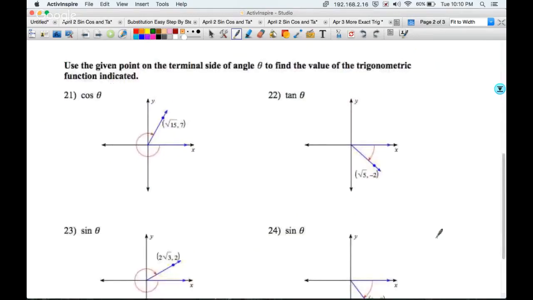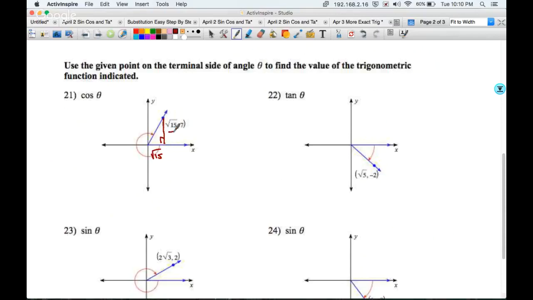Use the given point on the terminal side of angle theta to find the value of the trig function indicated. What we're going to do is use that point as the point on our terminal side that we construct our right triangle around. On the previous problems, we picked an arbitrary point. Now it's not arbitrary, it's given to us. That gives us 2 lengths of this triangle because the x value is how far over that point was. So the x value is this length down here, square root of 15.